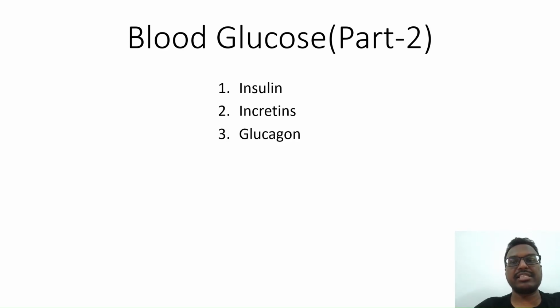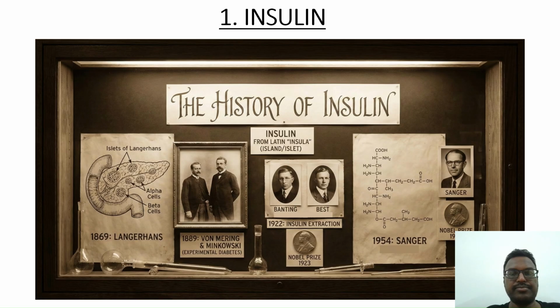And so in this class, like I have already discussed, we will be discussing about insulin, incretins, and glucagon. So let's start with insulin. The term insulin originates from the Latin word insula. It means island. It refers to the islets of pancreas.